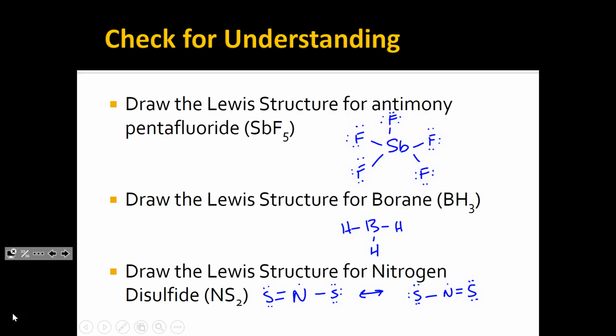So there's one more video that we're going to make, and that's going to take everything we've learned throughout this topic and put it all together. The last video you'll see for this topic is just going to be a couple of examples to help us write the best Lewis dot structure for 2 particular ions.